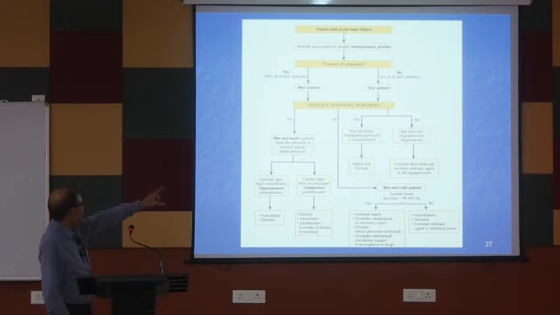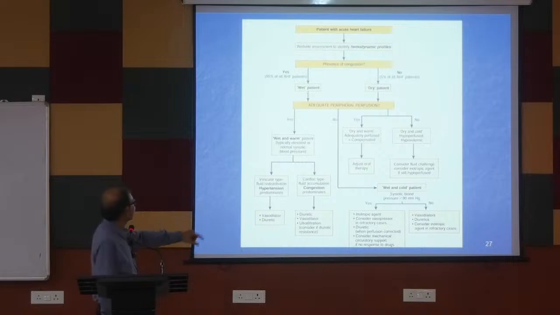Adequate peripheral perfusion, yes. Wet and warm, yes. Vascular type, yes. Hypertension plus, yes. First vasodilator, then diuretic. Cardiac accumulation, that means congestion present, first diuretic, then vasodilator, and in certain cases ultrafiltration. উল্টো থেকে adequate peripheral hypoperfusion, no, wet and cold.